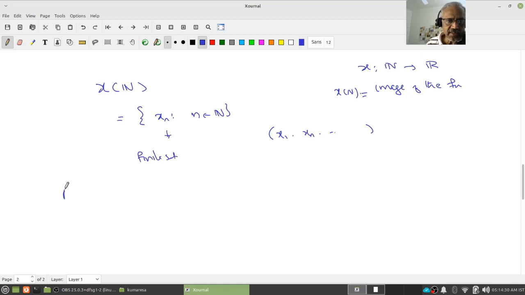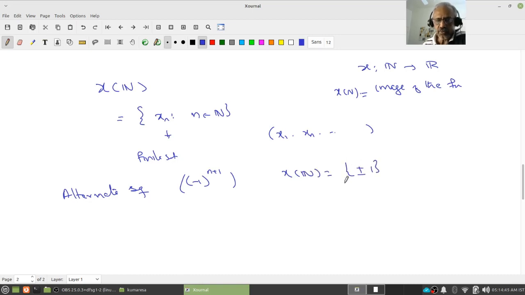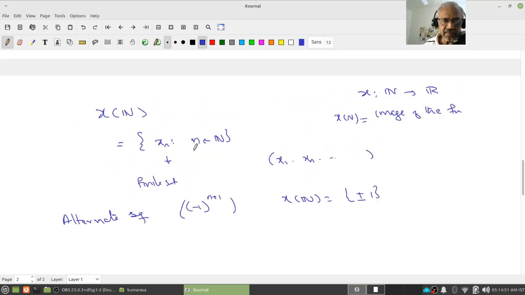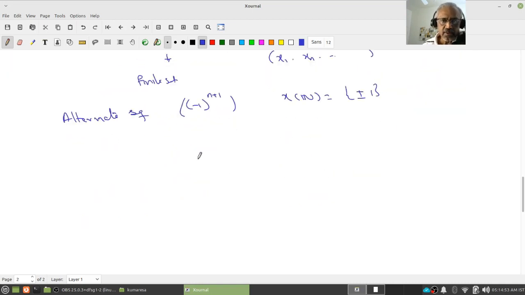For example, the alternating sequence which we did, (-1)^(n+1), my x of n is only 2 elements, plus or minus 1. Do you understand? So this could be a finite set. Please understand this.